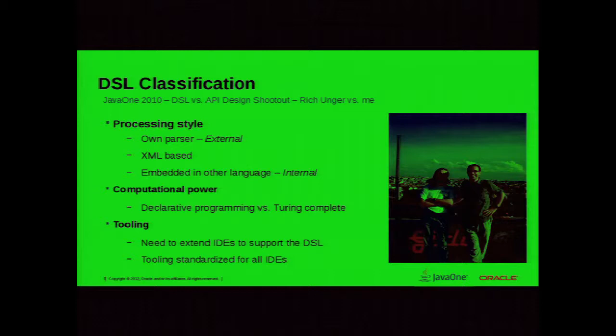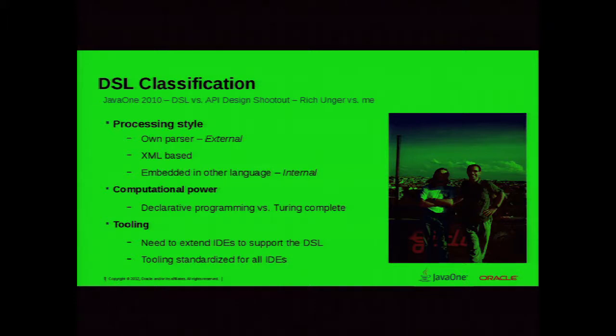So the first classification is about processing style. If you have a DSL, you can basically create your own parser, read the file, and somehow interpret it. So that's an external DSL. What you can also do is to store the DSL or encode the language inside of an XML document. And the third processing style is that you embed the DSL language inside of another language. And that's basically my favorite one, and I will talk about it today.